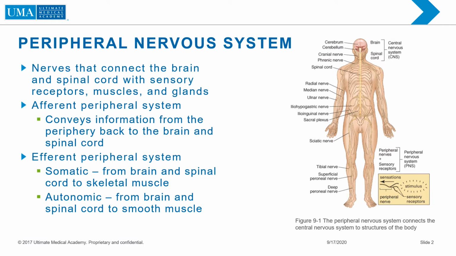The efferent peripheral system can be further subdivided into two subcategories itself. First is the somatic, that relates the brain and spinal cord to skeletal muscle. The second is the autonomic. This relates the brain and spinal cord to smooth muscle.